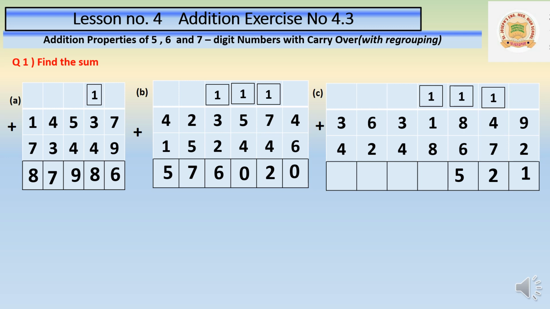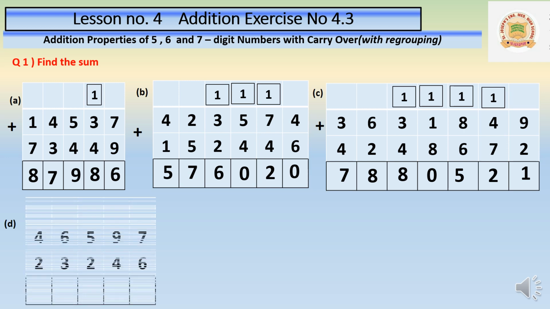Now add the 1000th number. 1 plus 1, 2, 2 plus 8, 10. 0 will be in the 1000th place and 1 will be carried to the 10,000th place. 1 plus 3 is 4. 4 plus 4 is 8. Now it is a single digit number, so we need not have any carry here. Again 6 plus 2 is 8. 3 plus 4 is 7. So the answer is 78,80,521.